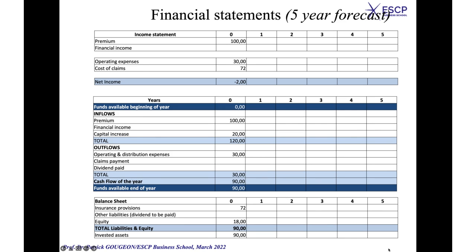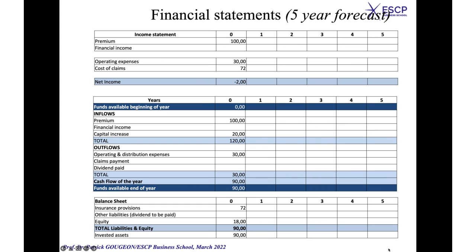Okay, how can it be? Well, you'll see that in the end, the insurers will make profit. You should observe that in this income statement for year 0, we have no financial income because we start. Nothing was invested before, so there is no financial income in year 0. And that's the reason why we have a negative net income, by the way.